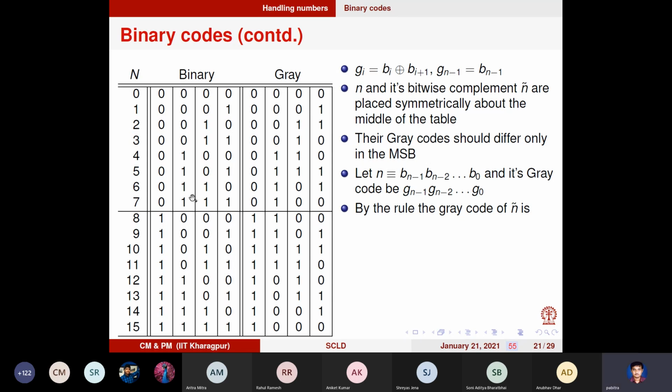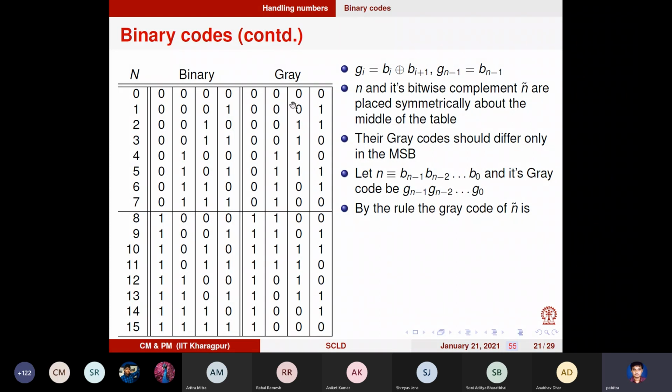Understood. So I have written down gray codes for the numbers 0 to 15. I have written down 16 gray codes. These are the corresponding binary codes. If you look at the first bit, for the first 8 they are all 0, and the next 8 they are all 1. And the remaining 3 bits are just reflected versions.